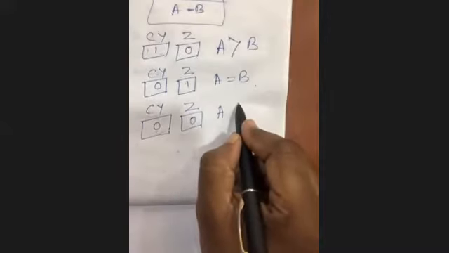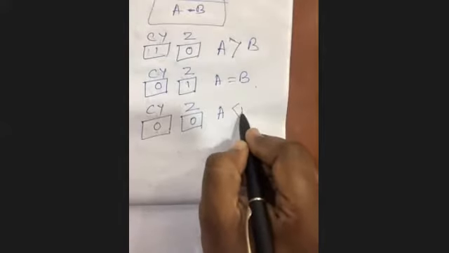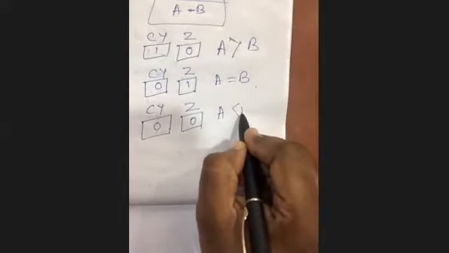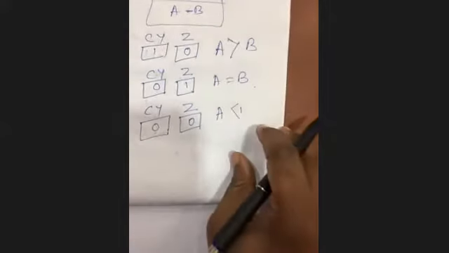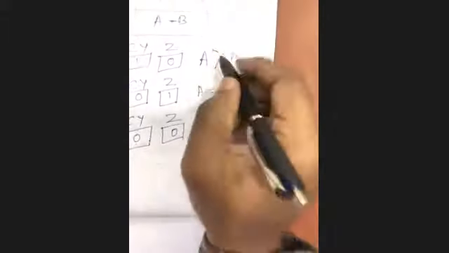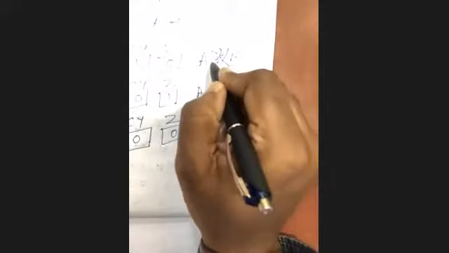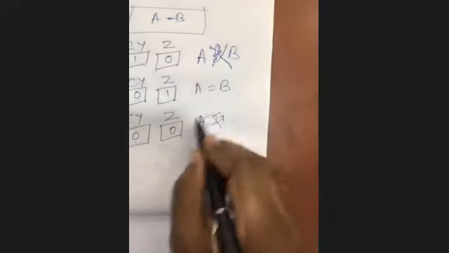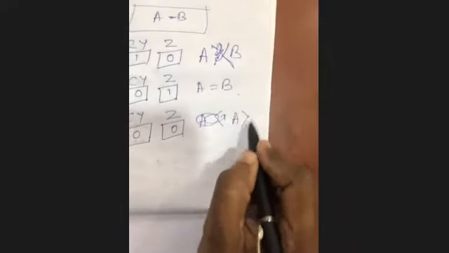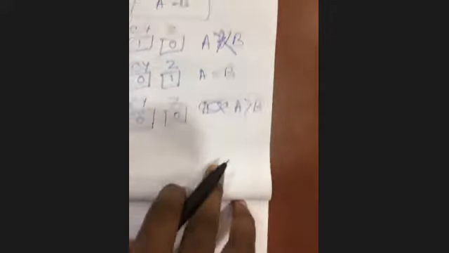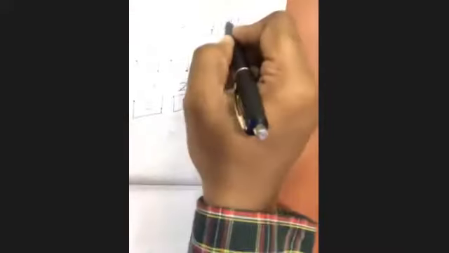Sorry, this is A less than B? No. B is higher with respect to A. A greater than B. Okay, it's clear to everyone.